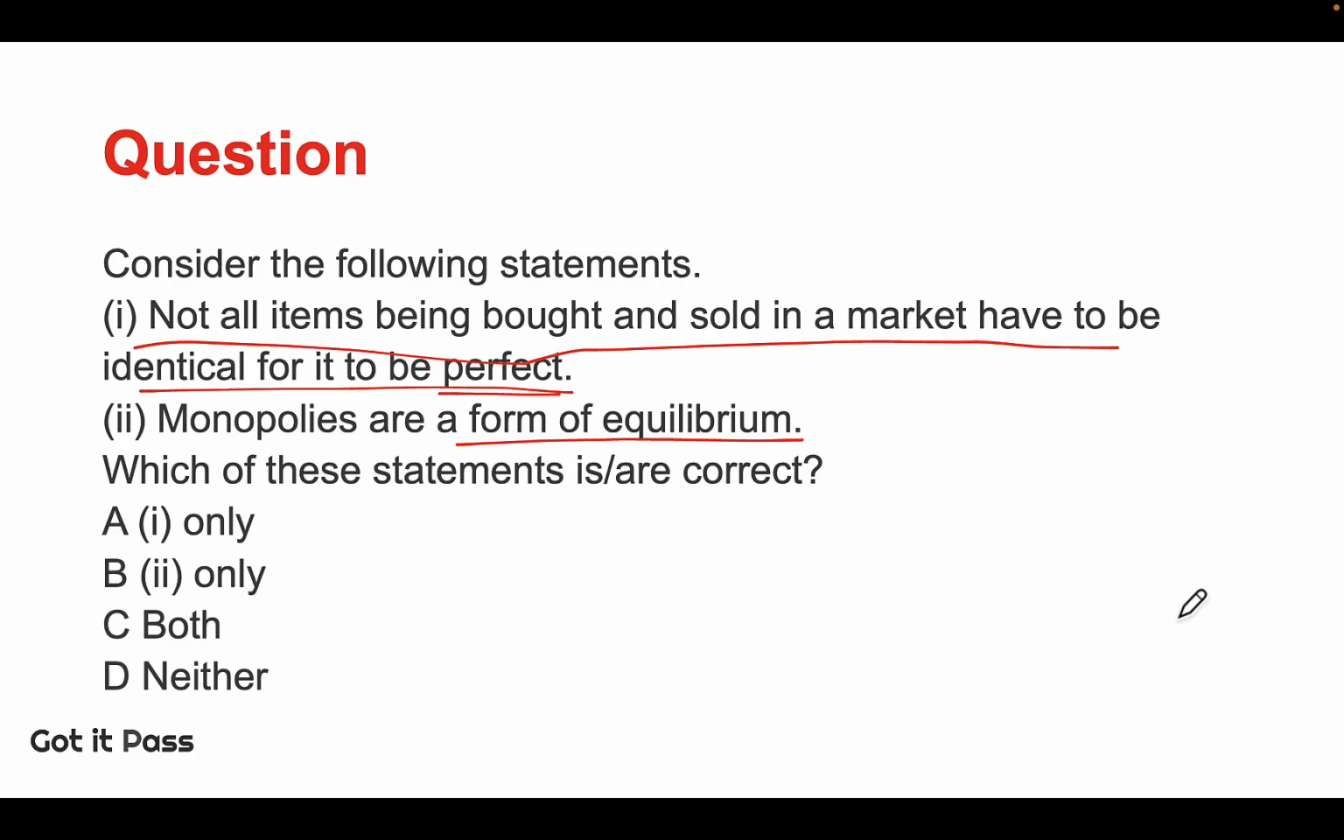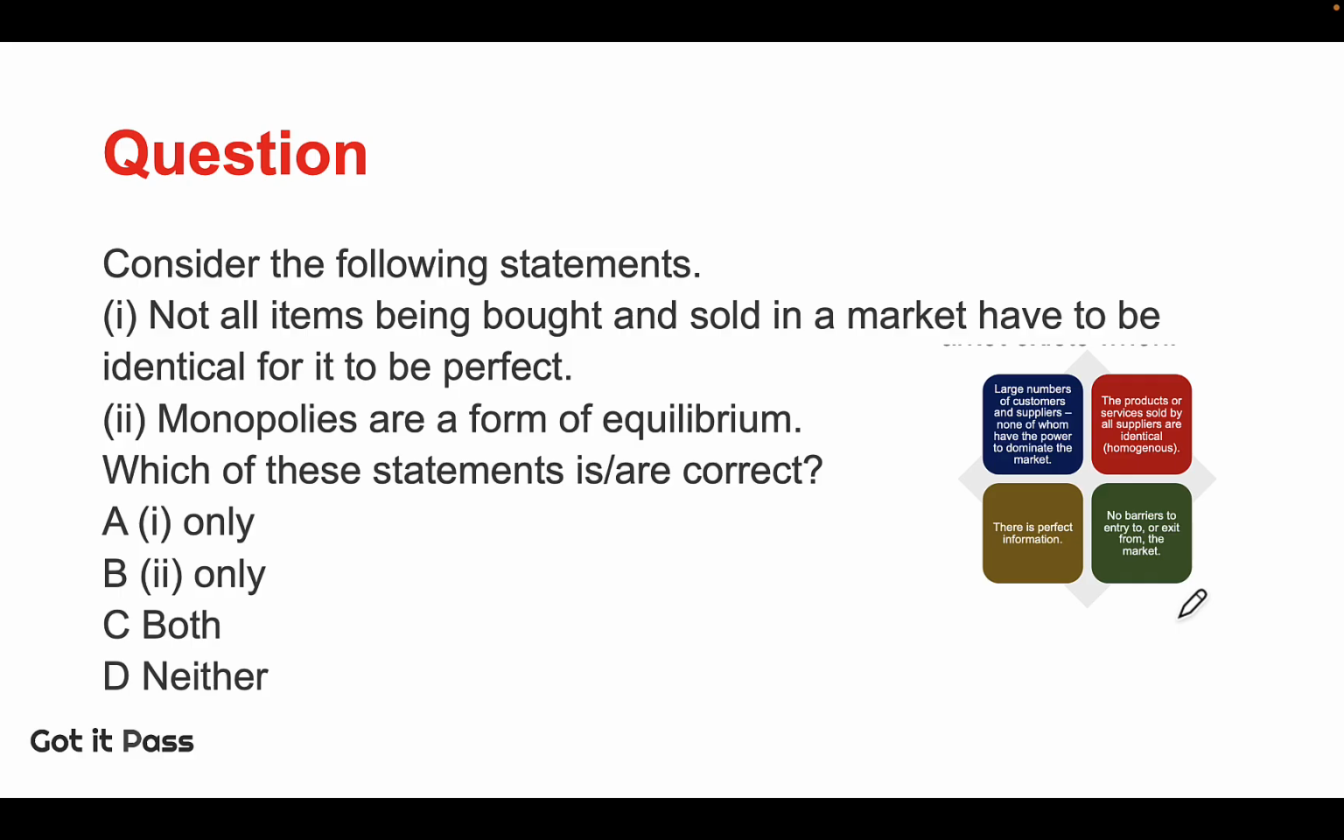And just a clue for you, we mentioned these perfect competition conditions: a large number of customers and suppliers, the products or services sold by all suppliers are identical, perfect information, and no barriers to entering or exiting the market. And then you have to remember the definition of monopoly. Then I think you can highlight the answer here: option A, option B, option C, or option D in this question.